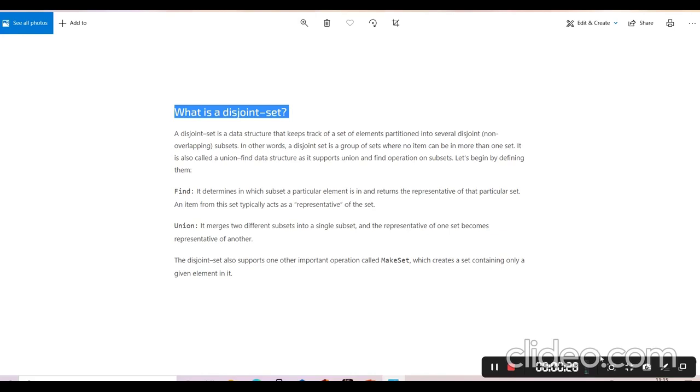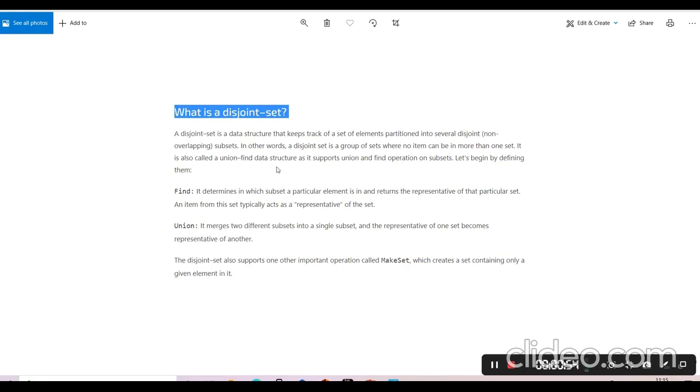So you can see that by the definition, it says that it is a disjoint set. A disjoint set is actually a data structure that keeps track of a set of elements partitioned into several disjoint, non-overlapping subsets. In other words, a disjoint set is a group of sets where no item can be in more than one set. It is also called a union find data structure.